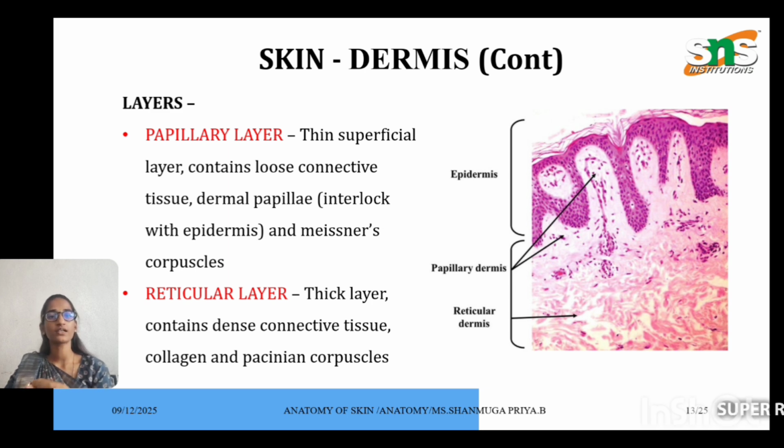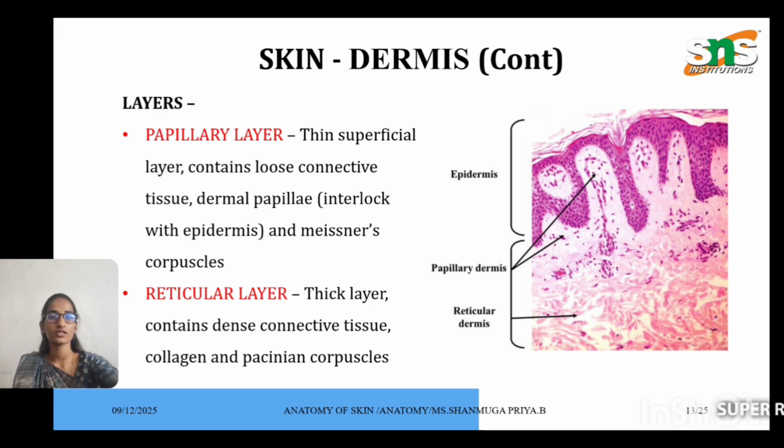The papillary layer is usually a thin superficial layer. It consists of loose connective tissue and also dermal papillae, which interlock with the epidermis, and Meissner's corpuscles. The reticular layer is a thick layer that consists of dense connective tissue, collagen, and Pacinian corpuscles. These Meissner's corpuscles are nerve endings used to sense high frequency vibrations, while the Pacinian corpuscles usually sense low frequency vibrations.